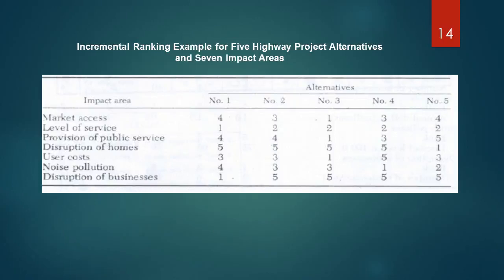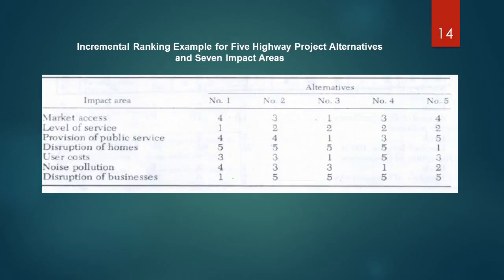Incremental ranking example for 5 highway project alternatives and 7 impact areas. The market access has 4 in first and 5 alternative, and 3 in second and fourth alternative, and 1 in third. Level of service are 1 in first alternative, and remaining all have 2. While the provision of public service has 4 in first and second, and 1 in third, 3 in fourth, and 5 in fifth alternative.